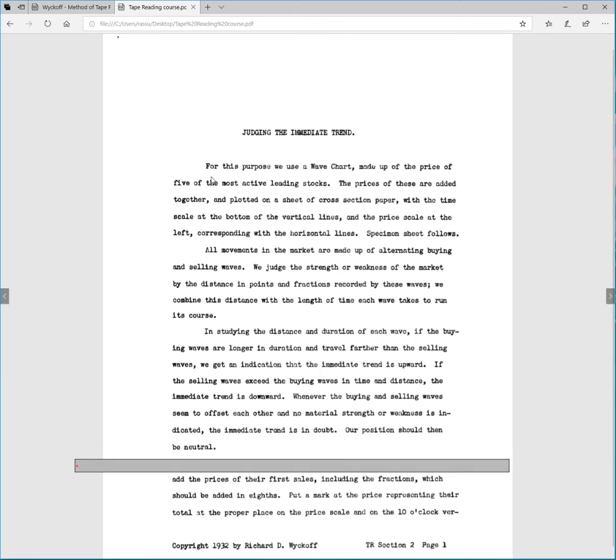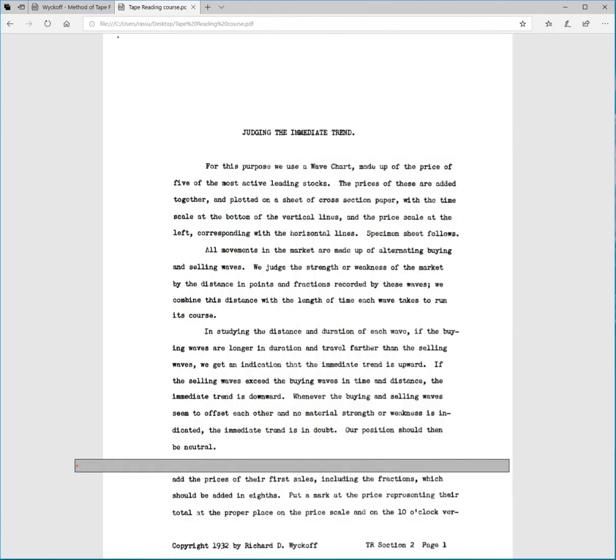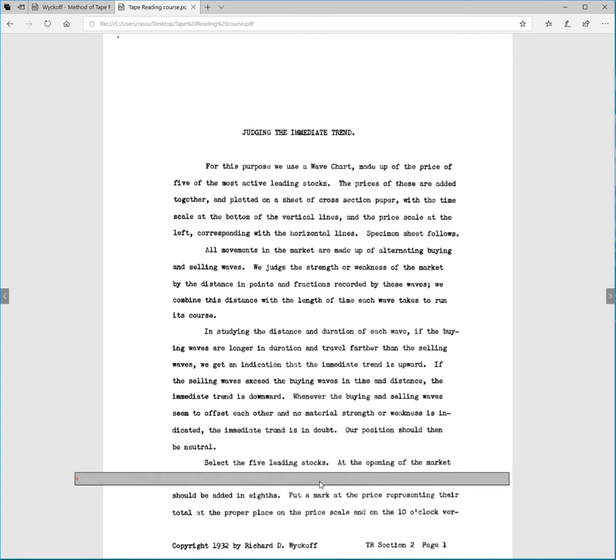So again, you're looking at the buying wave, 15 minutes, 5 points. Selling wave, 2 points, 10 minutes. Who's stronger? Here. Immediate trend is up. That's all it is. Now he's going to add more to it and show the variations, but at a moment in time where these two swings are considered, the immediate trend is up. So basically just compare the rally to the pullback.